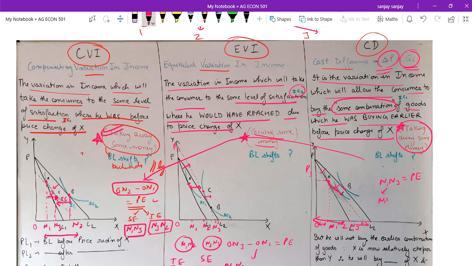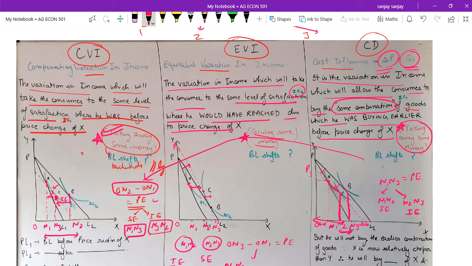That means N1 N2 is substitution effect, and this much N2 N3 is income effect. Alright, so this is the difference between all these three methods, and these are very easy to understand.